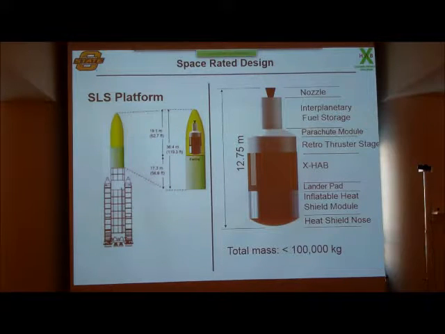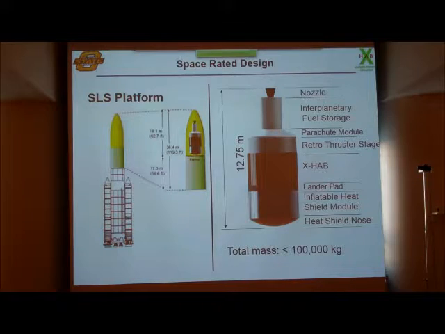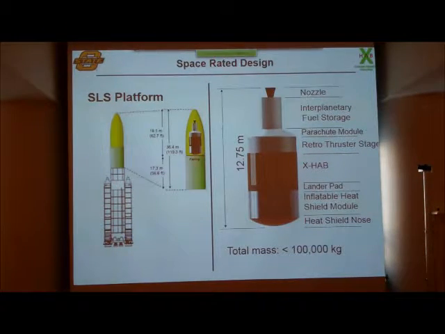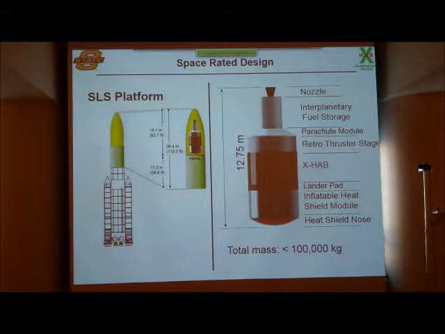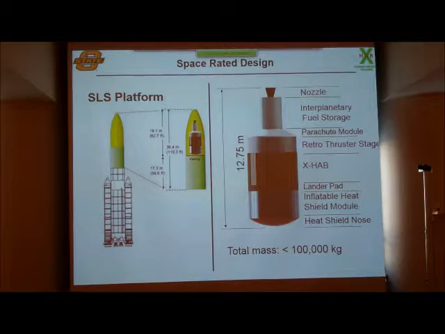Here we have our interplanetary craft plan. As you can see, it will be approximately 12.75 meters long. Here it is fitting inside the SLS platform 19-meter payload restrictions. Mass will be predicted to be less than the limit of 100 tons. The different sections are labeled. I'll review them there.